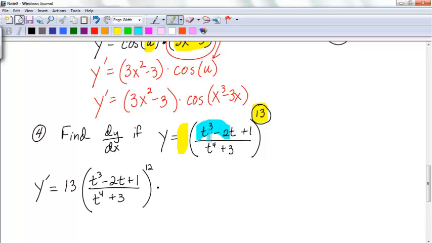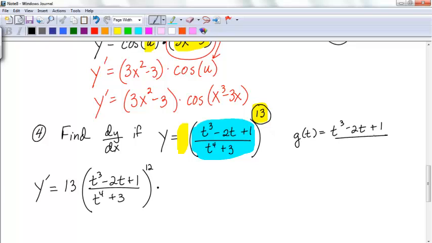Now you've got to look at what's inside and say the derivative of what's inside is a quotient. I would rewrite that as something else. Say g of t equals that, and then find g prime of t. The quotient rule says start with the denominator times the derivative of the numerator, which would be what?